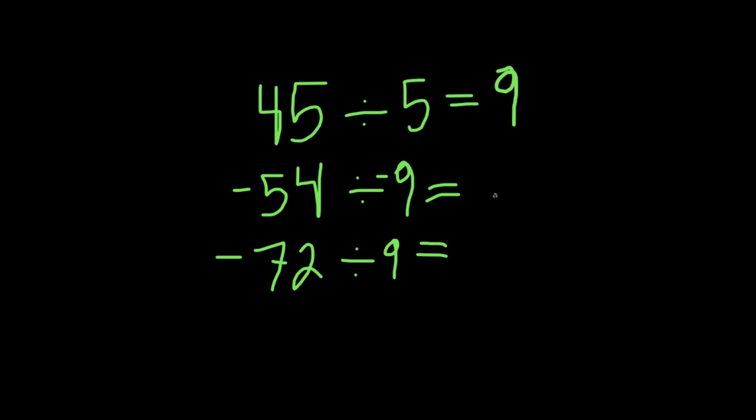Negative 54 divided by negative 9. Both of them have the same sign, so the answer will be positive. And the answer to that is 6. Negative 72 divided by 9. Both numbers have different signs, so the quotient will be negative. And the quotient will be negative 8.